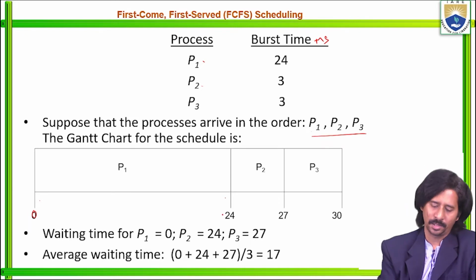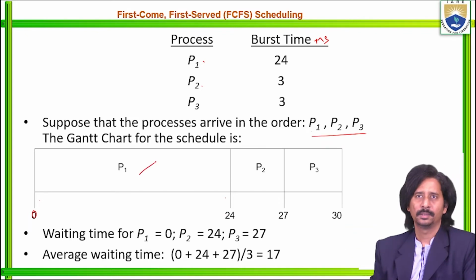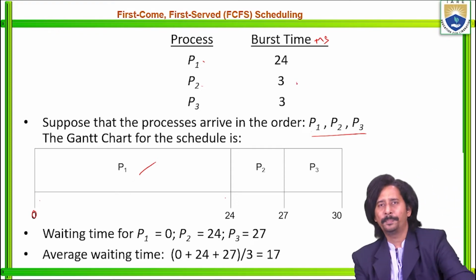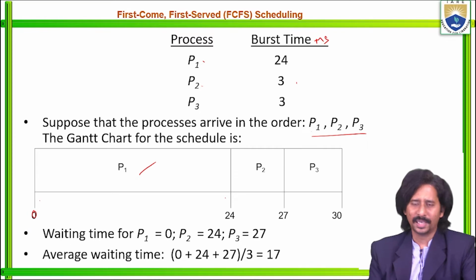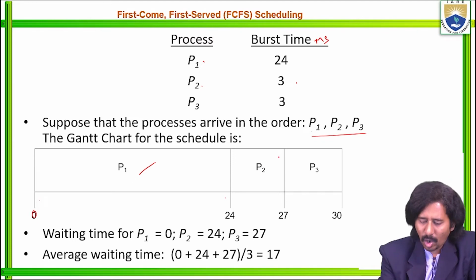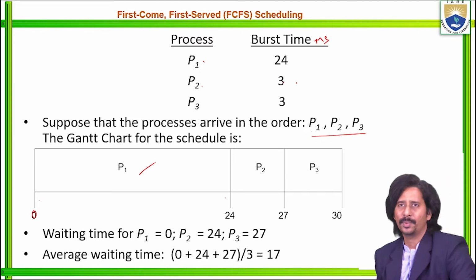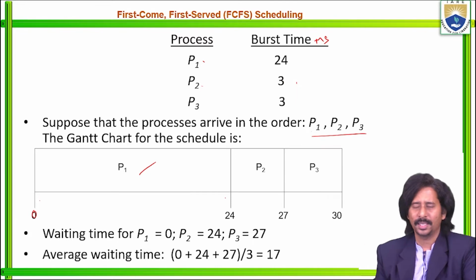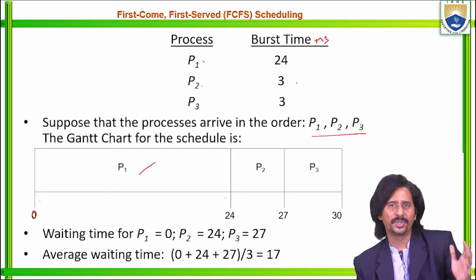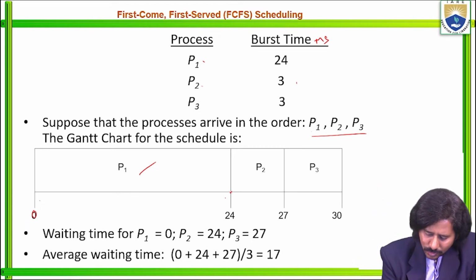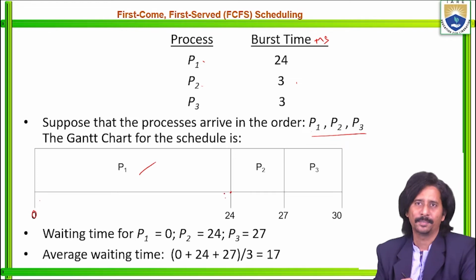24 milliseconds. Now P1 is executed. Then the next process, P2, arrives, so the processor automatically schedules it on a first come first serve basis. How much time does it take to execute that process? 3 milliseconds. The processor starts it from where it stopped the previous process, that is, at the 24th millisecond.